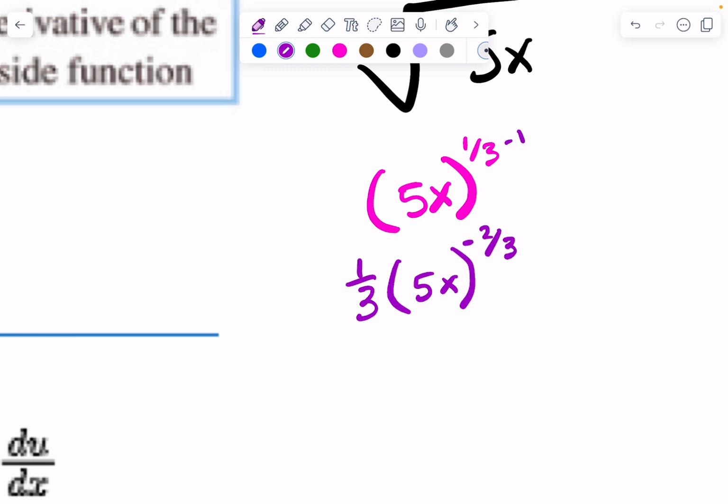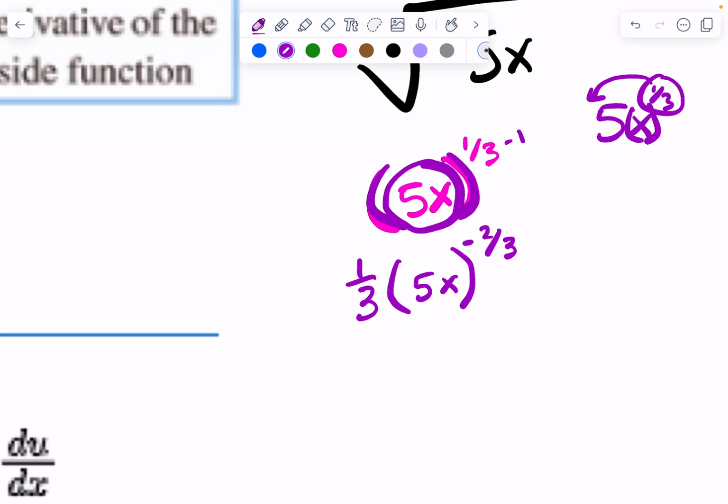But because this is something trapped inside of an exponent, it's not just x to the 1/3. If it was x to the 1/3, I do the power rule and I'm done. But here I have to do the chain rule. You might be confused because you're like, why can't I just do the 1/3 times the 5? That would be if it was just x to the 1/3. But since 5x is all underneath of the 1/3, I can't just take this 1/3 times 5, because the 5 is also to the 2/3 power.